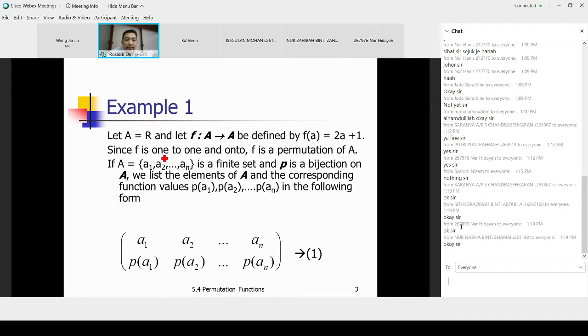So we can write that a1, a2, until an is a finite set where P is a bijection. P means we try to map to A itself under the bijection condition, where we list all the elements a and the corresponding function values P(a1), P(a2), until P(an). Previously we put it like this: A, P(A); B, P(B); C, P(C).